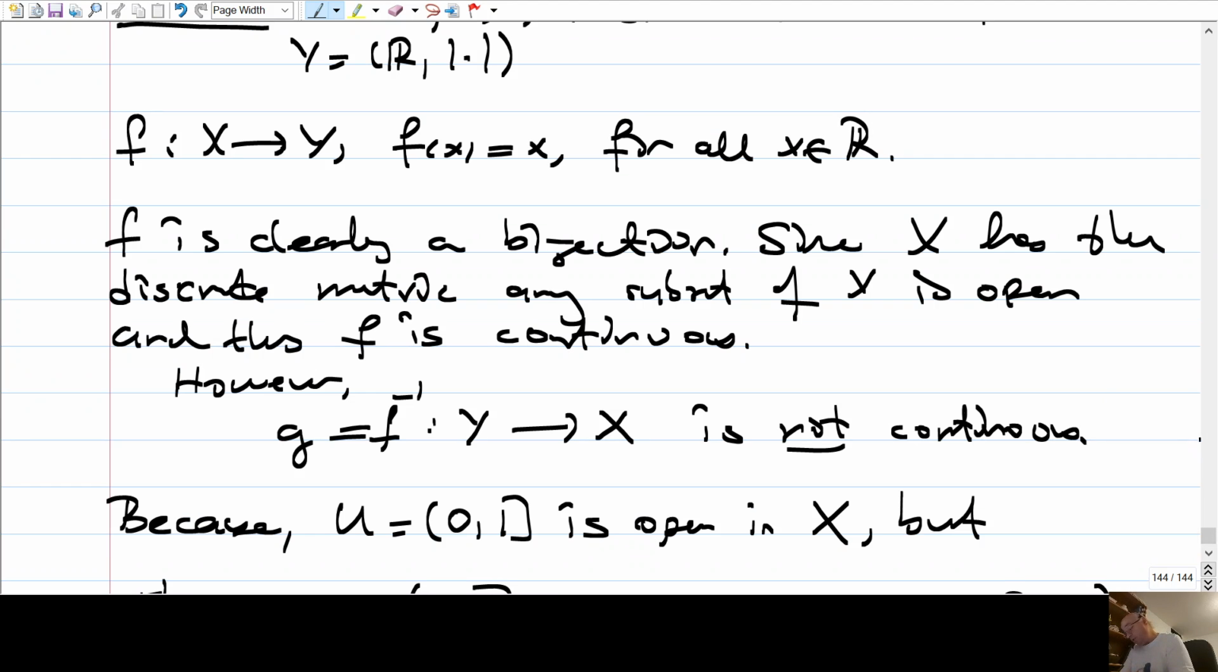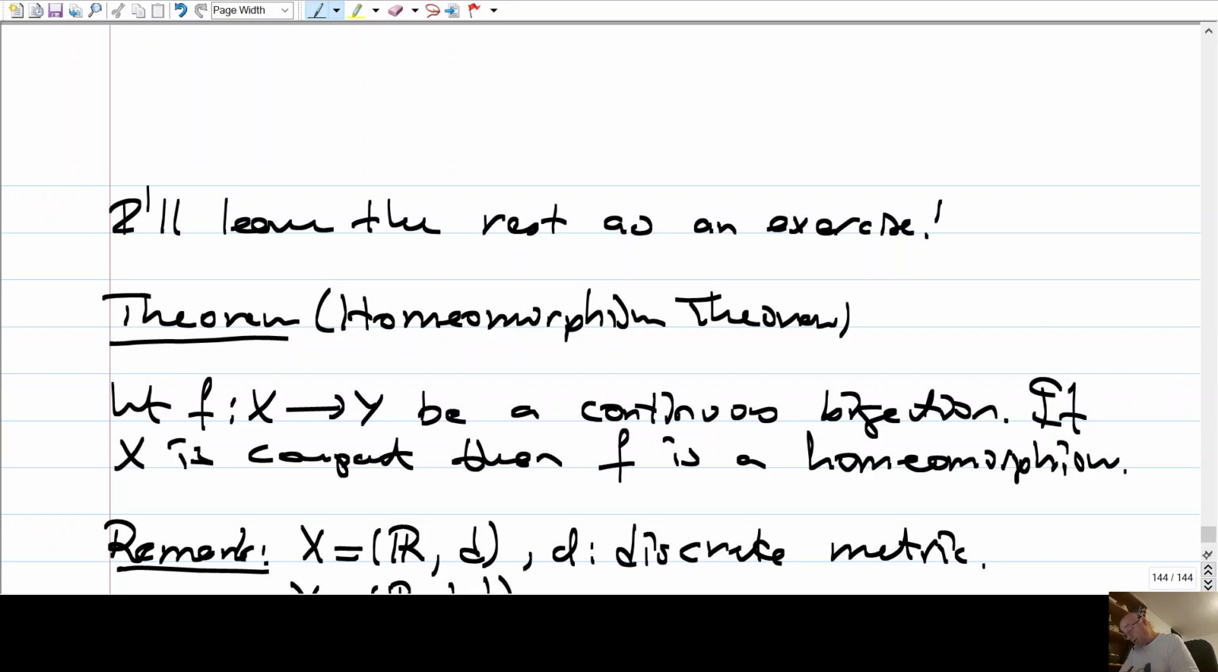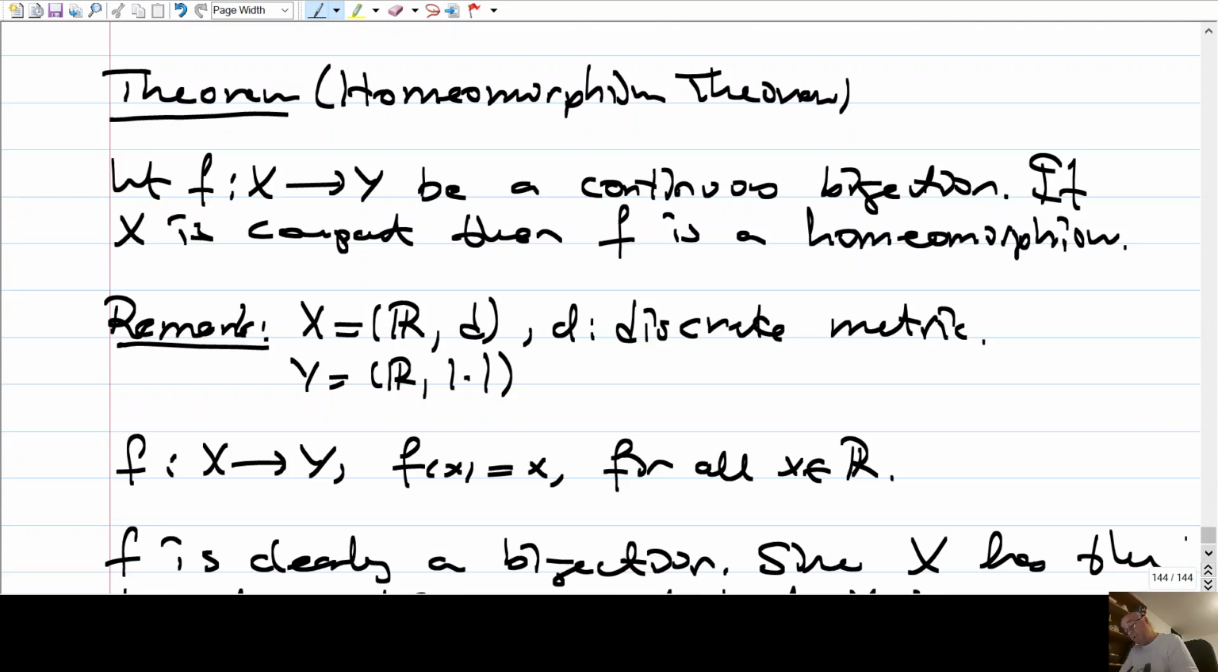You can actually do this not only for R, you may put here any metric space or any subset of R. Instead of R, you could just write here also, for example, the interval [0, 1]. You could do this also, but let me keep it as it is.